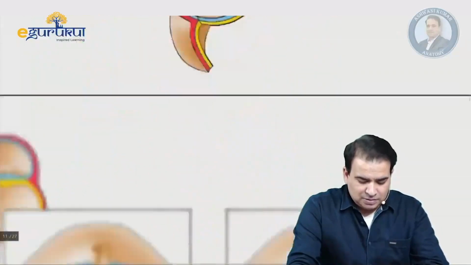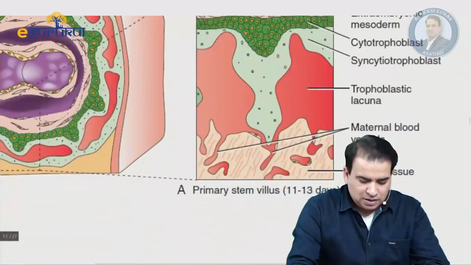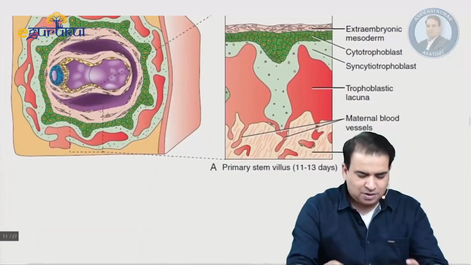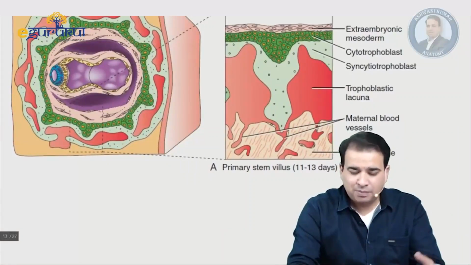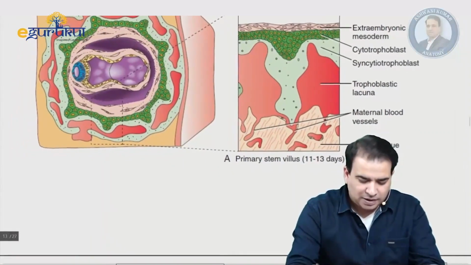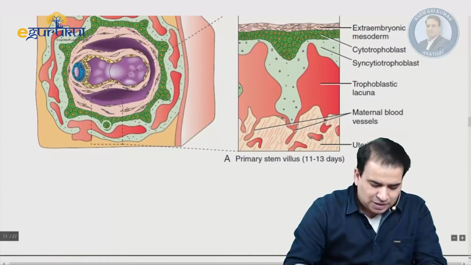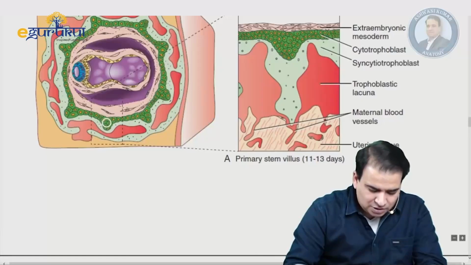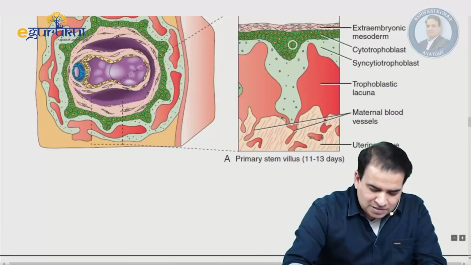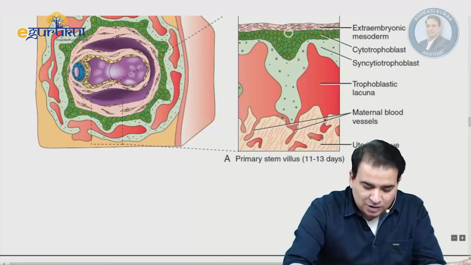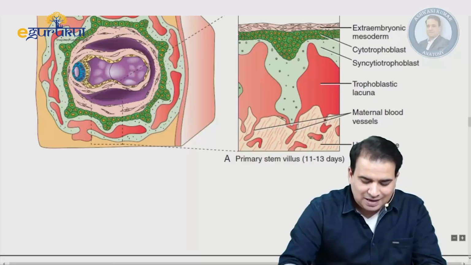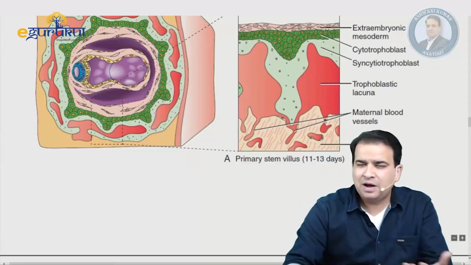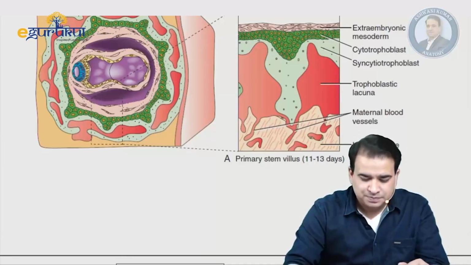So look at this picture which I'm going to show you here, this one. It's an enlarged view of the primary stem villi or the primary chorionic villi. You can note down this part here. We just take this portion, guys. It's an enlarged image of this region here. So what you can see, this is a cytotrophoblast. We have an extra embryonic mesoderm inside. This is a primary chorionic villus because it is not invaded by this extra embryonic mesoderm. You can see the lacuna which is present outside, and this is a syncytial trophoblast, right? So this is the 11th to 13th day when you will see the primary stem villi, or so-called primary chorionic villi, come into the picture.